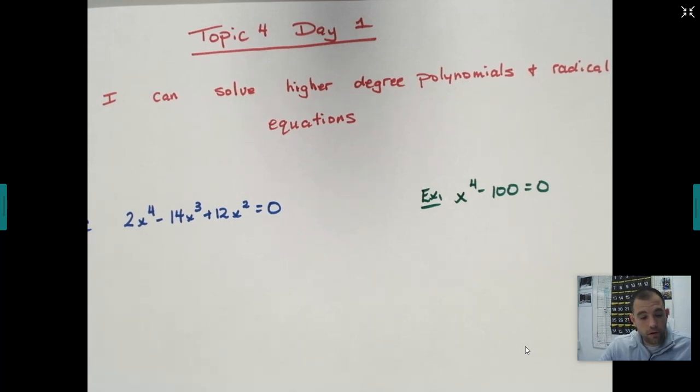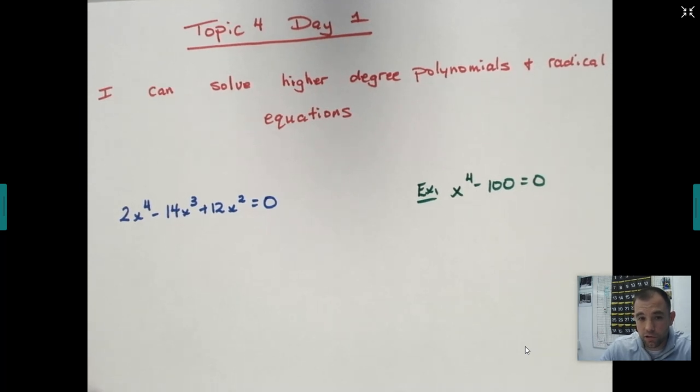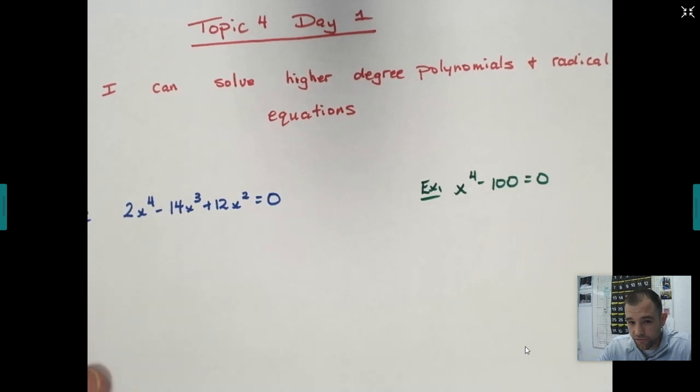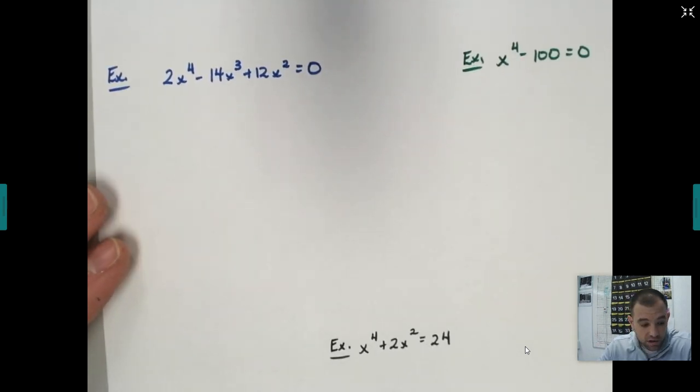All right, topic 4, day 1. We are going to solve higher degree polynomials and radical equations. We've got 6 examples we're going to go through. A lot of this stuff you've done before; we're just adding a little bit to it. This very first one wants us to solve this. Our goal is to solve for x, to figure out what the x values are.